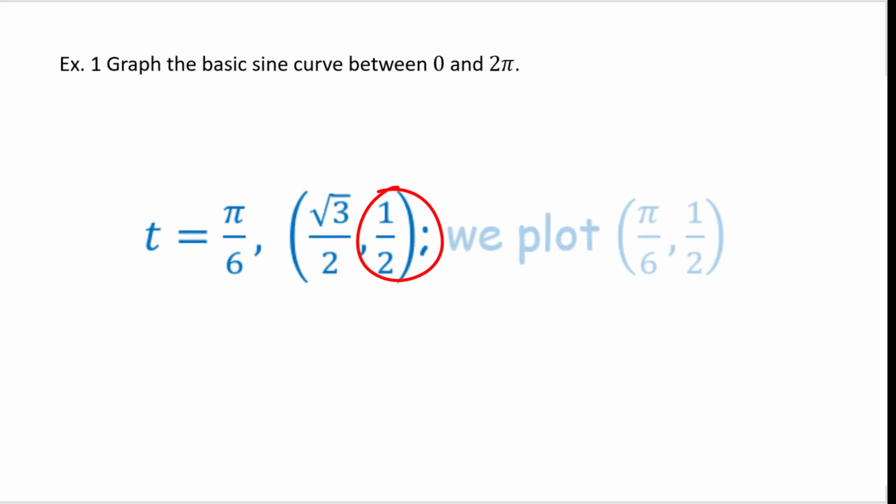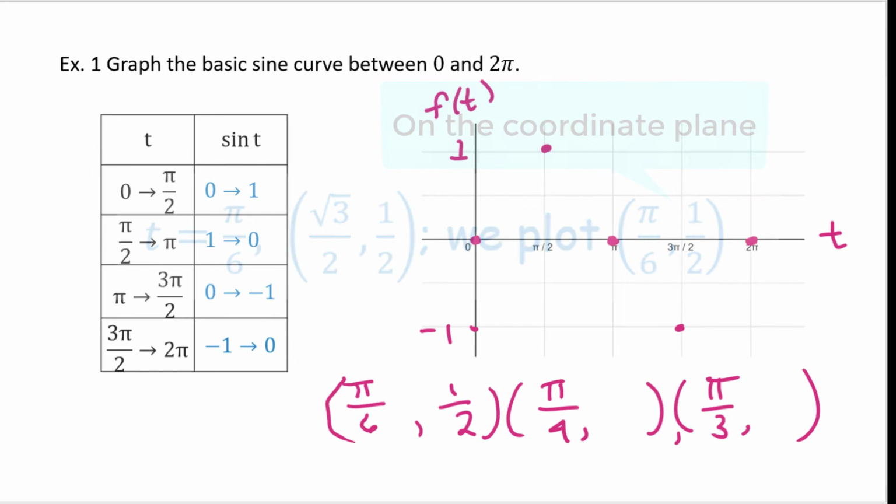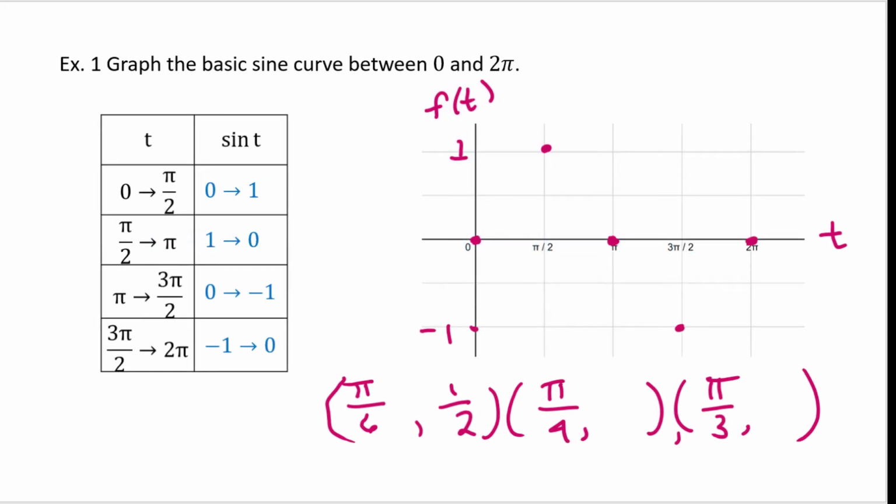So we plot pi over 6, 1/2. The sine of pi over 6 is 1/2. Let's look for the sine of pi over 4.